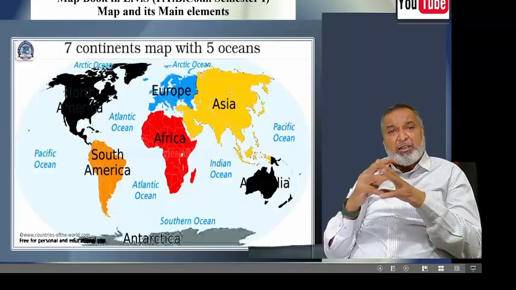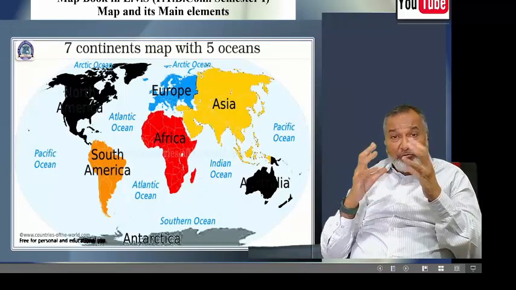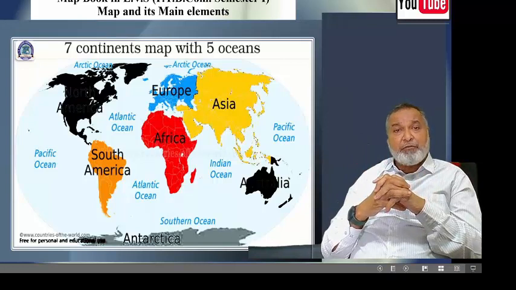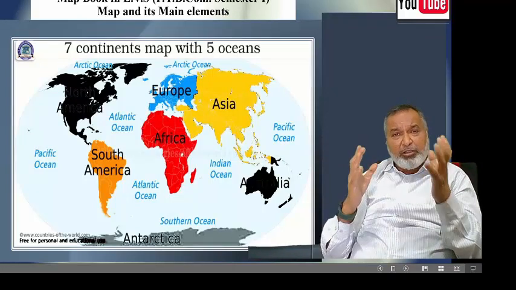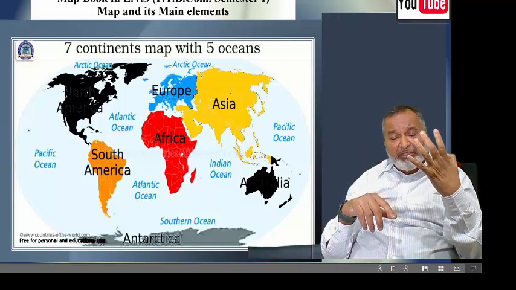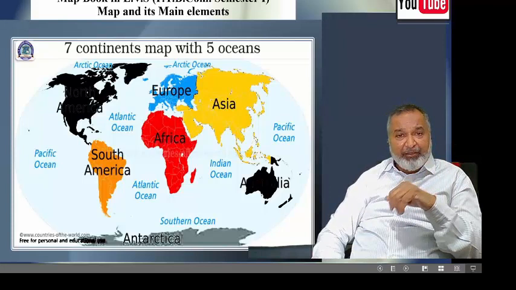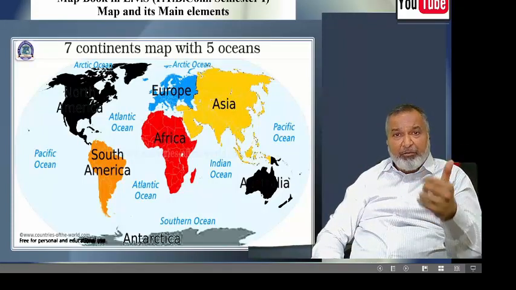This is the clear one: 7 continents which are there, and we have 5 oceans. You have to remember the names. What we have, the 7 continents. All the 7 continents which are there, 6 start with the letter A, and only 1 starts with E. Start from your left hand.